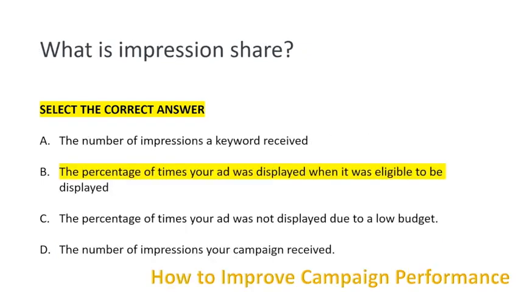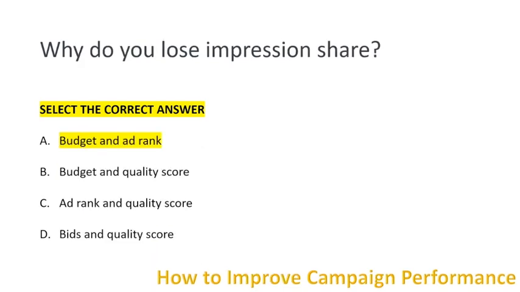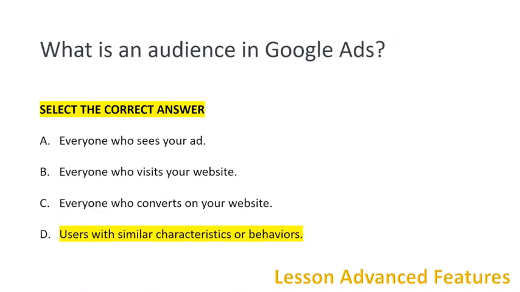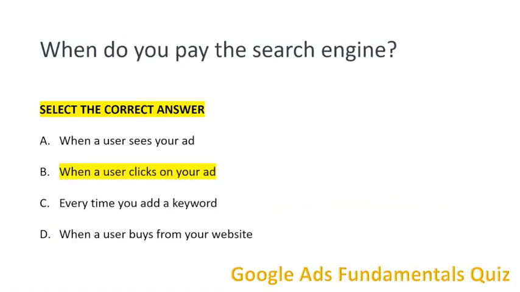What is impression share? A. The percentage of times your ad was displayed when it was eligible to be displayed. Why do you lose impression share? A. Budget and ad rank. What is the benefit of using the Google Ads Editor? A. You can build accounts in a spreadsheet and easily import them through the editor. What is an audience in Google Ads? A. Users with similar characteristics or behaviors. When do you pay the search engine? A. When a user clicks on your ad.